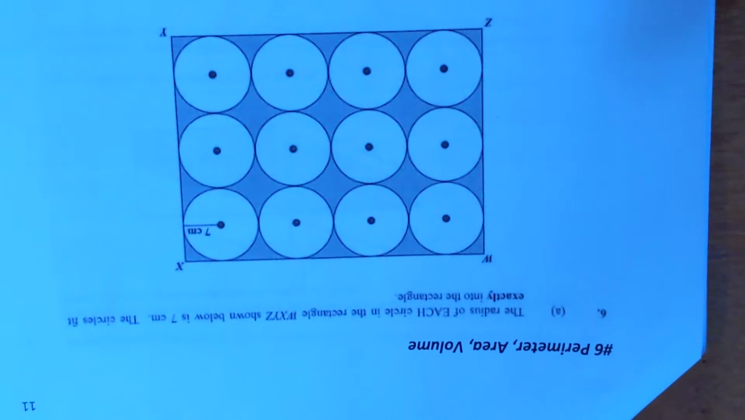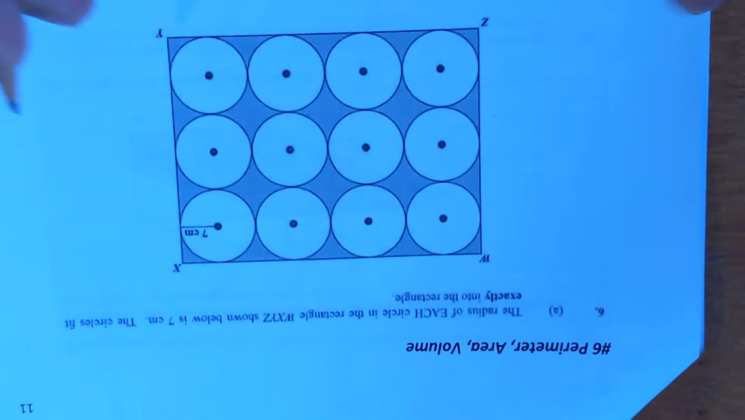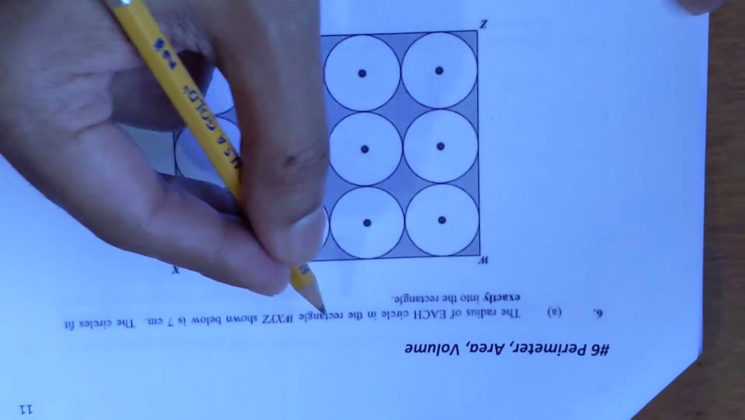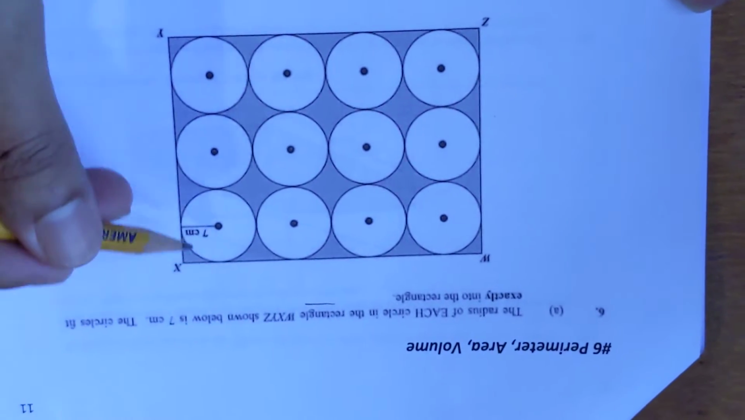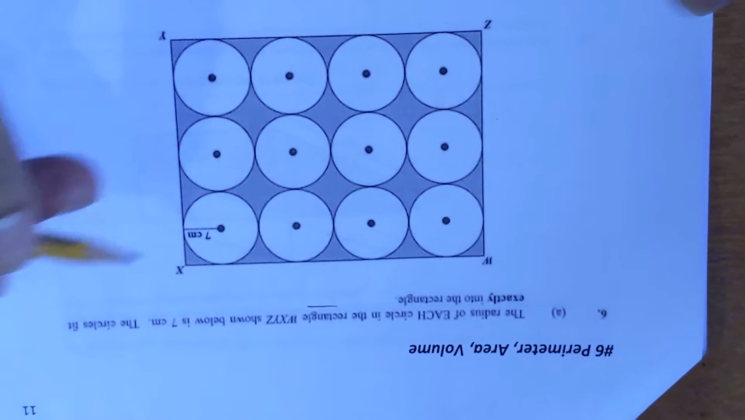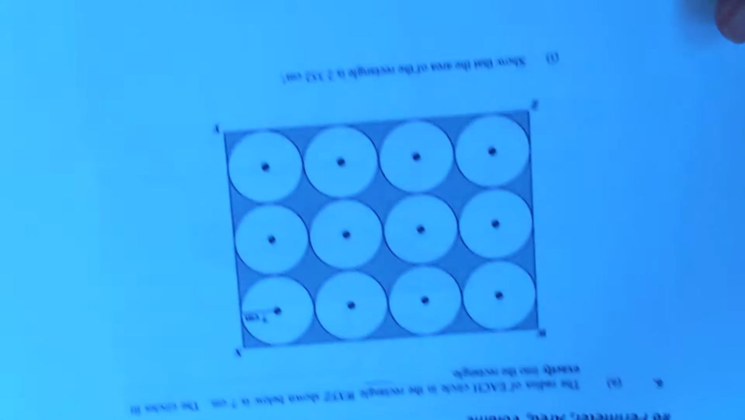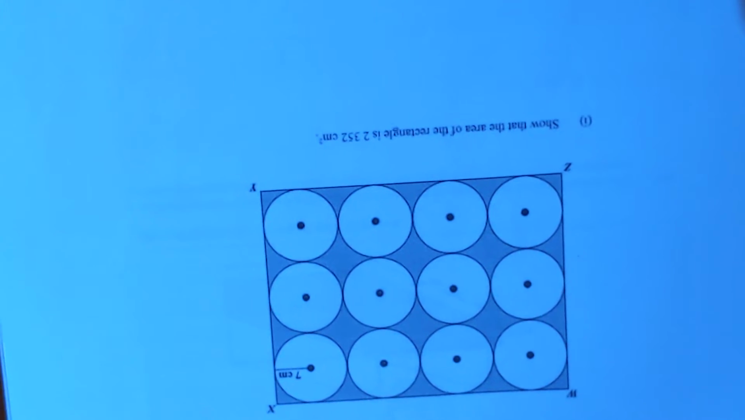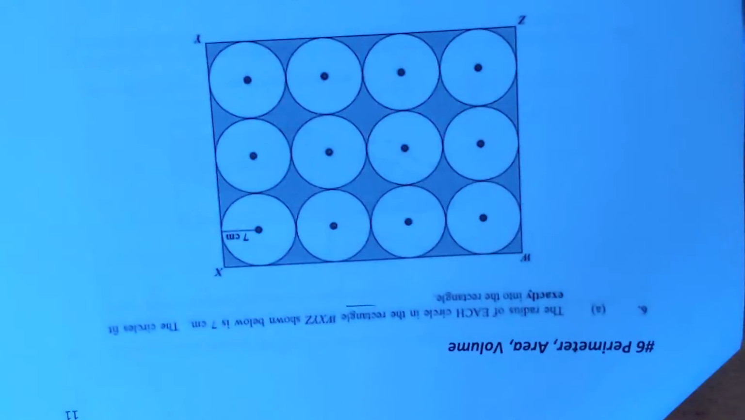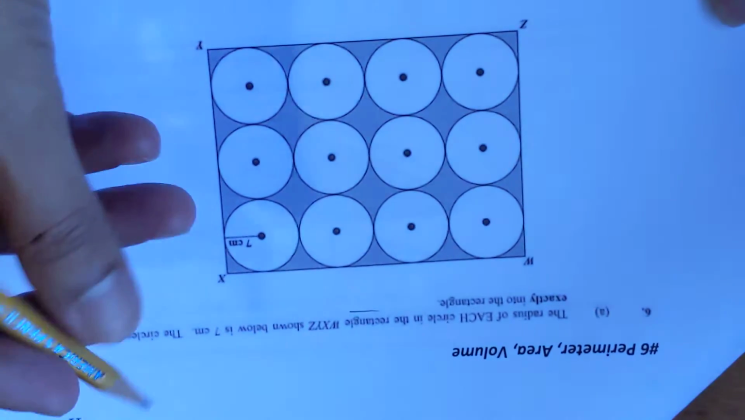So here, the radius of each circle in this triangle WXYZ, so it's a rectangle, sorry. The radius of each of the circles is 7, and the circles fit exactly into this rectangle as shown. And they want me to show for the first part that the area of this rectangle is 2,352 square centimeters. Let me see how we're going to do that.